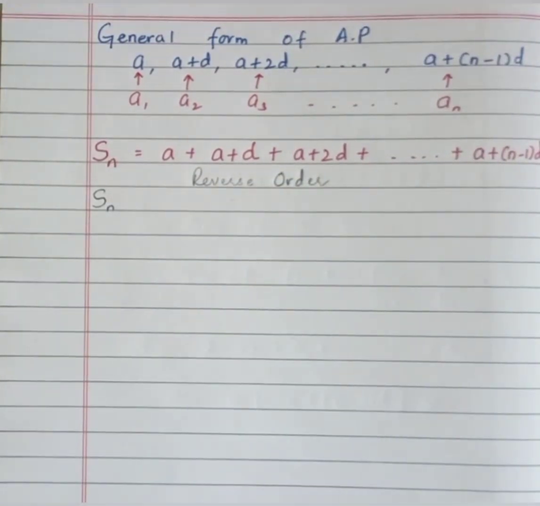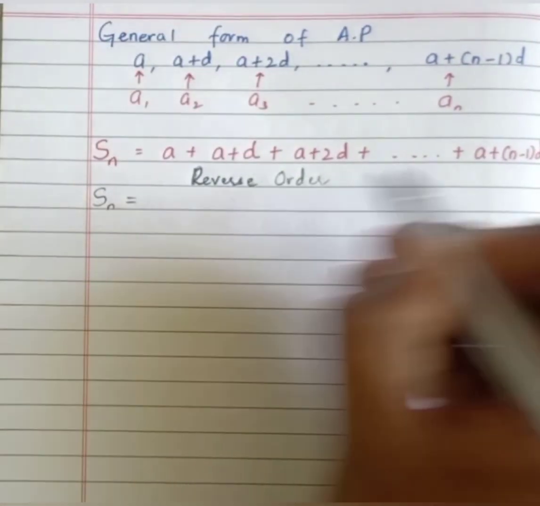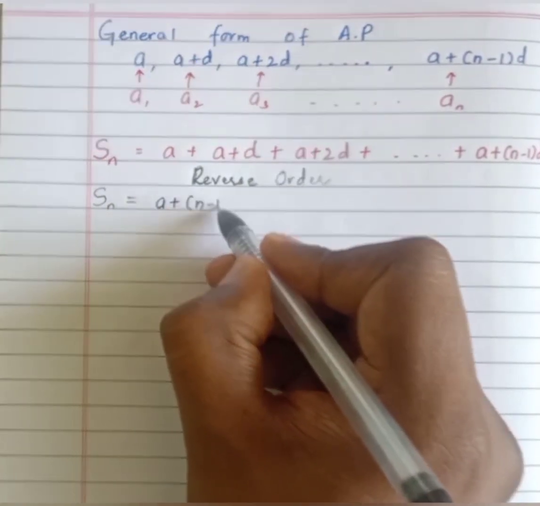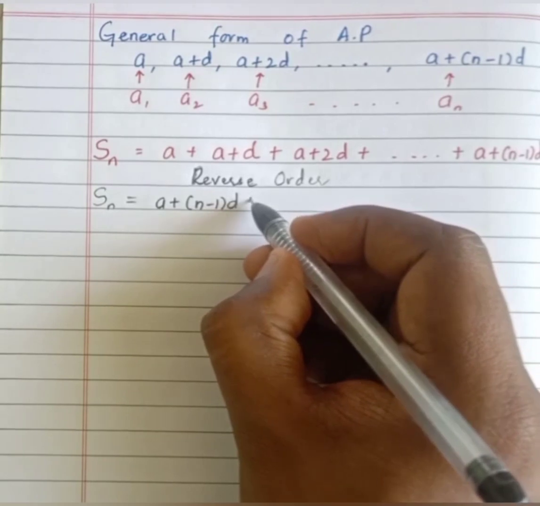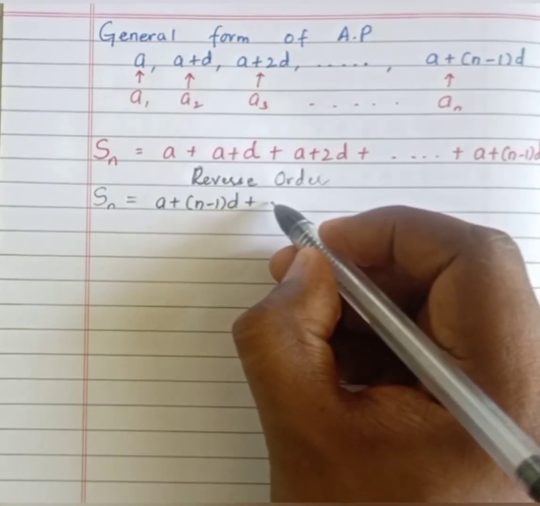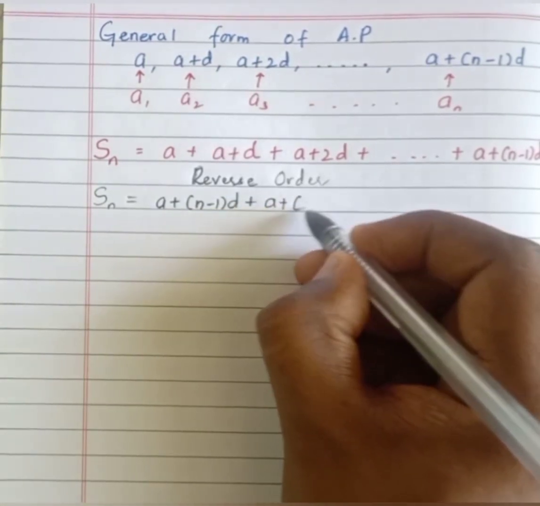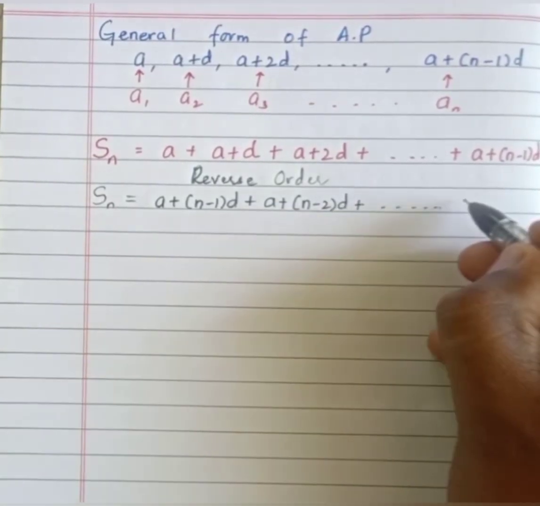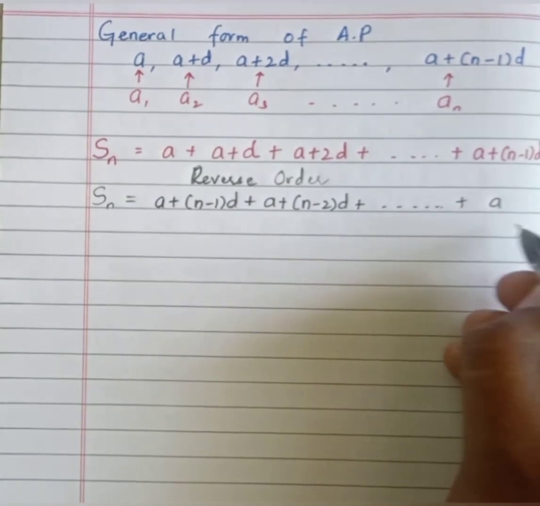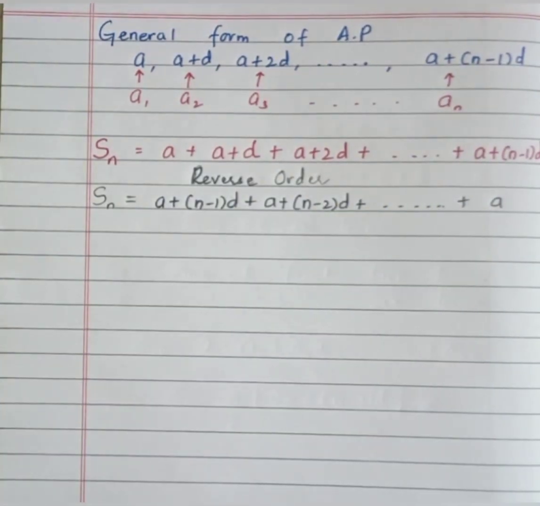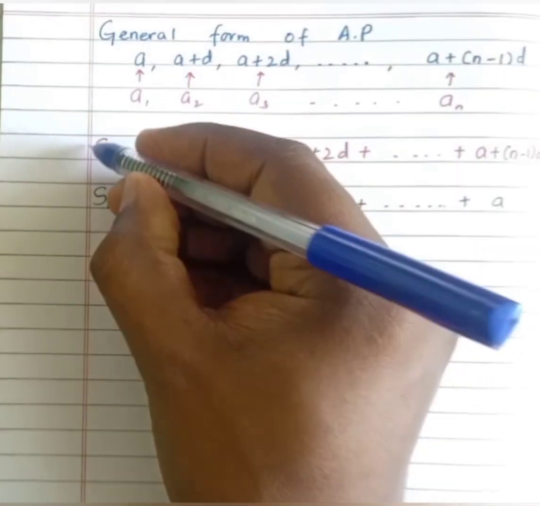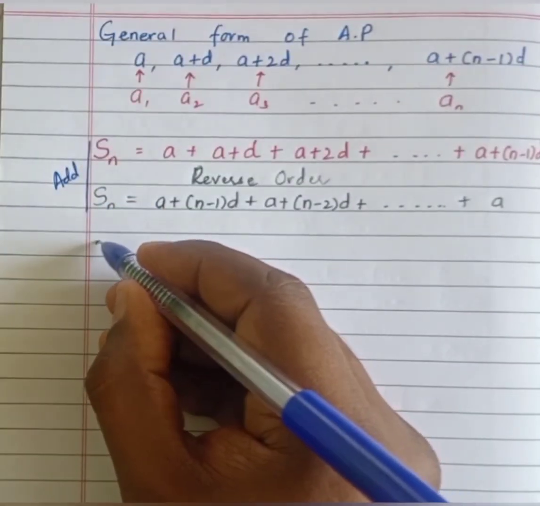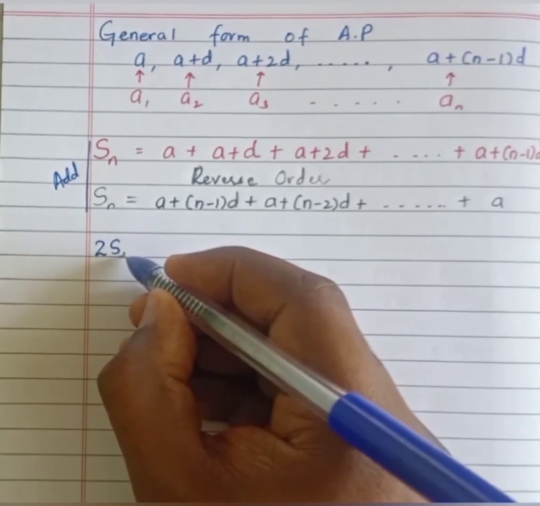That is, Sn equals a plus (n minus 1) into d. What is the next term? That is a plus (n minus 2) into d. In the same way, up to the last term, which becomes the first term, that is a. Just reverse the order. Now what you do is add these two, that is Sn plus Sn, which is 2 times Sn.